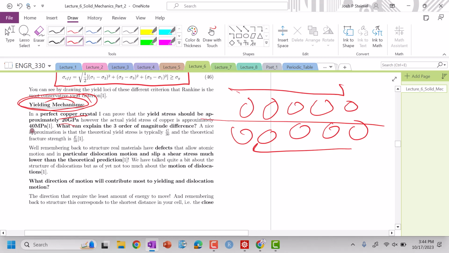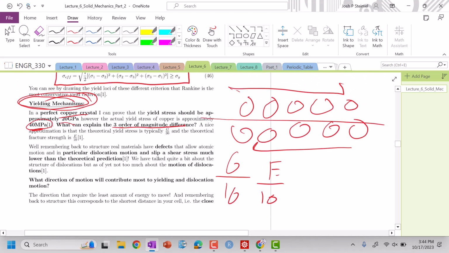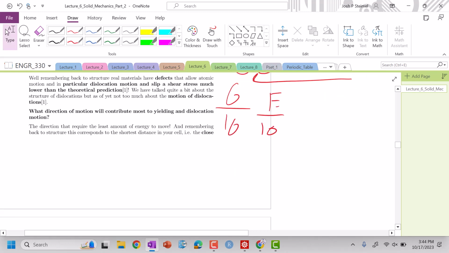But that's almost 3 orders of magnitude different from our actual yield stress, which is about 40 megapascals for copper. So you get this difference of your yield, basically your shear modulus over 10, or your Young's modulus over 10. So what is accounting for this difference? Well, it's dislocations. Dislocations exist, so it's easier for a dislocation to hop in between these spots rather than to break the entire plane of interactions.